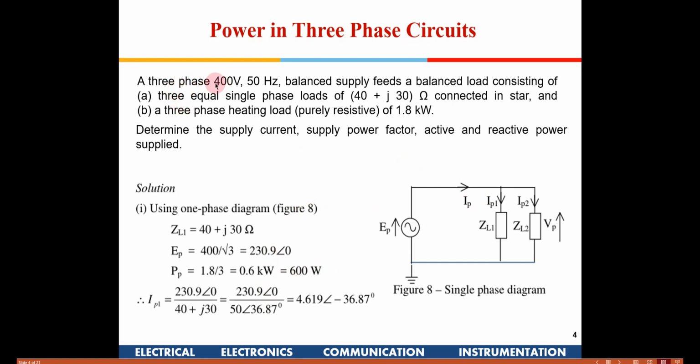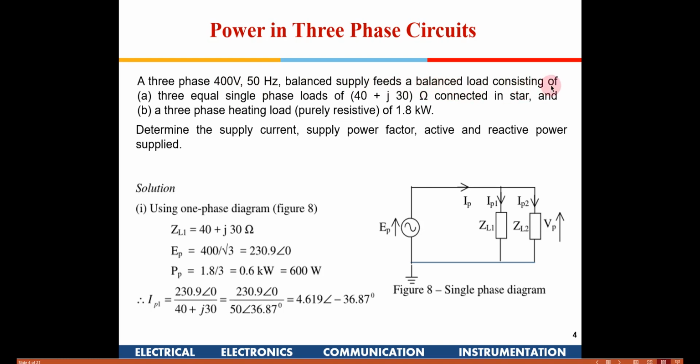Now it says a 3-phase 400 volt 50 hertz balanced supply. When the question says it like this, do remember this is the line voltage and not the phase voltage. If it is a phase voltage, it will be specified as a phase voltage, or it will be written that three voltages are connected in this sequence and each voltage is 100 volts. That will clearly indicate its phase. As long as it is just written 400 volt 50 hertz, it means it is the line voltage.